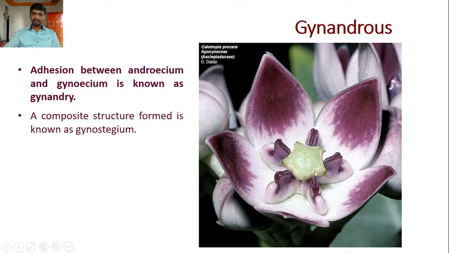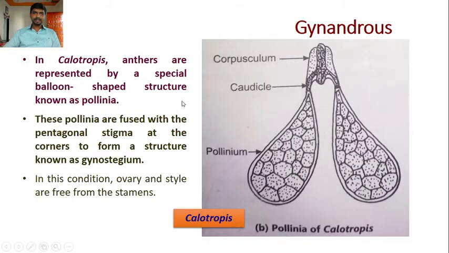Okay, so this is the pentagonal stigma, to which the anthers, the stamens, get attached. Here in Calotropis, anthers are represented by a special balloon-shaped structure known as the pollinia. So these are the pollinia. It is a balloon-like structure.